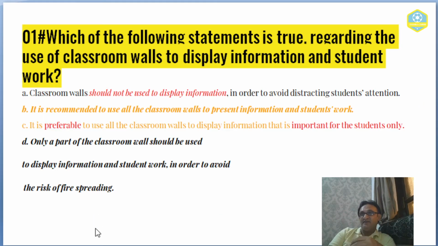That's the true answer. Because we hang the papers, health and safety is also important for the children. So if you're going to hang the papers on walls, that's another reason. If there's a fire, paper catches fire quickly. That is the answer. And the second thing, if you are using the whole walls to hang the students' work, how will it look? It will be messy. That is another option. So the first part is very clear: only a part of the classroom walls should be used to display the information and the student work.